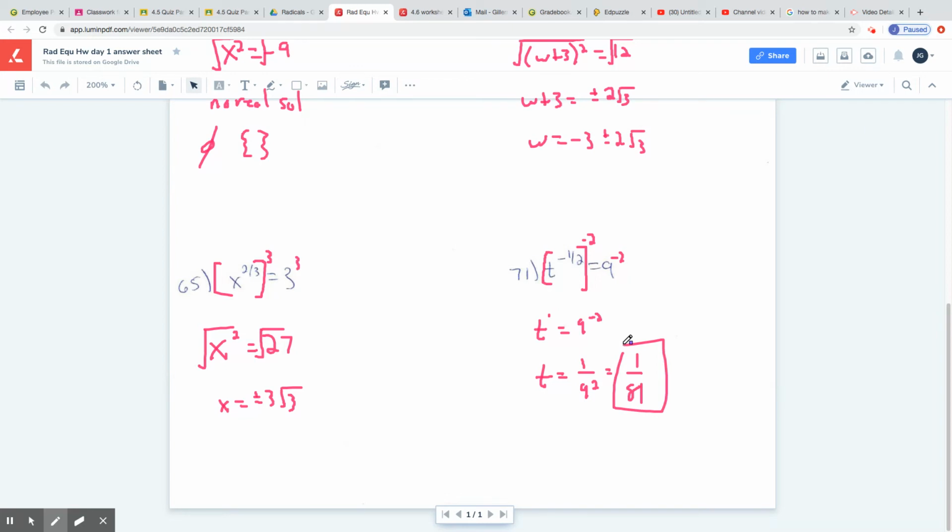Hope you guys got this. Tomorrow we'll get into equations with radicals in them.